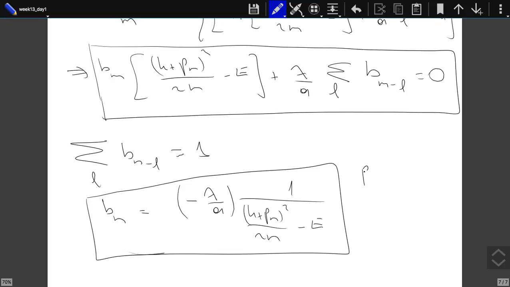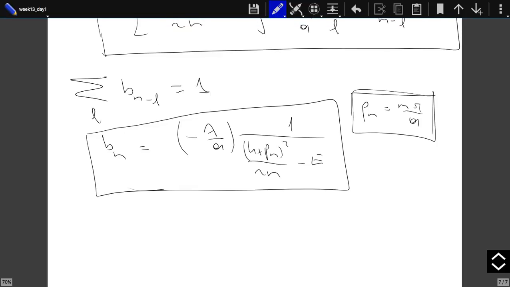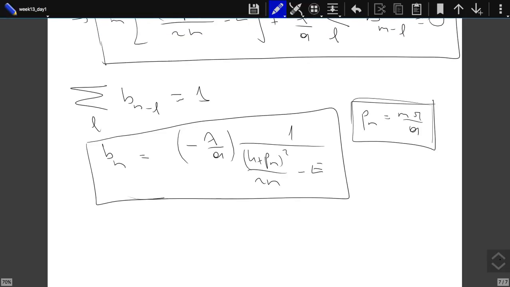Pm is m pi over a. Trying to understand whether the summation converges. So how do we get the energy eigenvalues? We didn't have any constraint on E. Or didn't we? That is a constraint on the possible values of E.